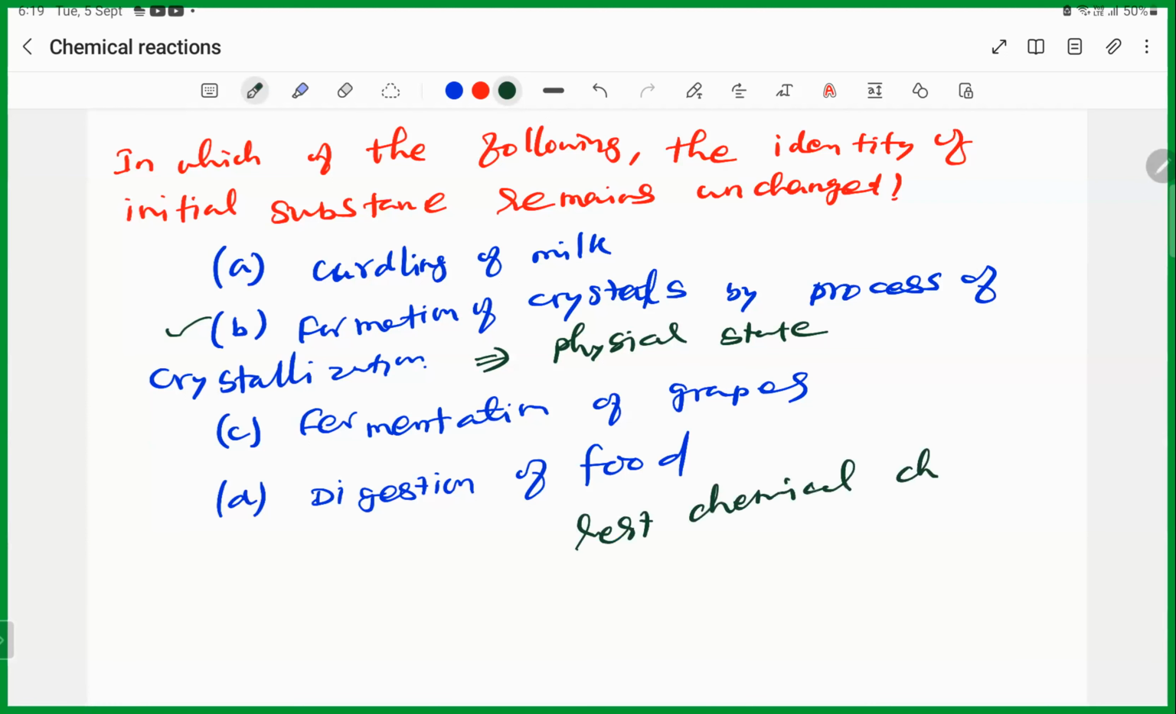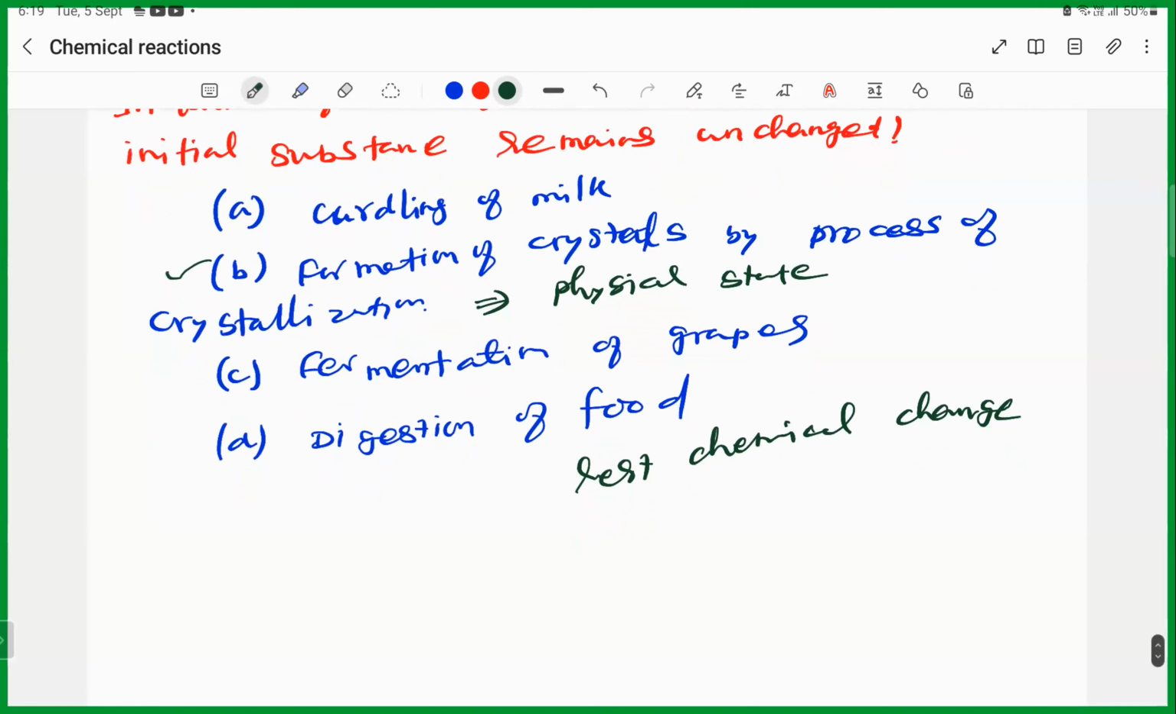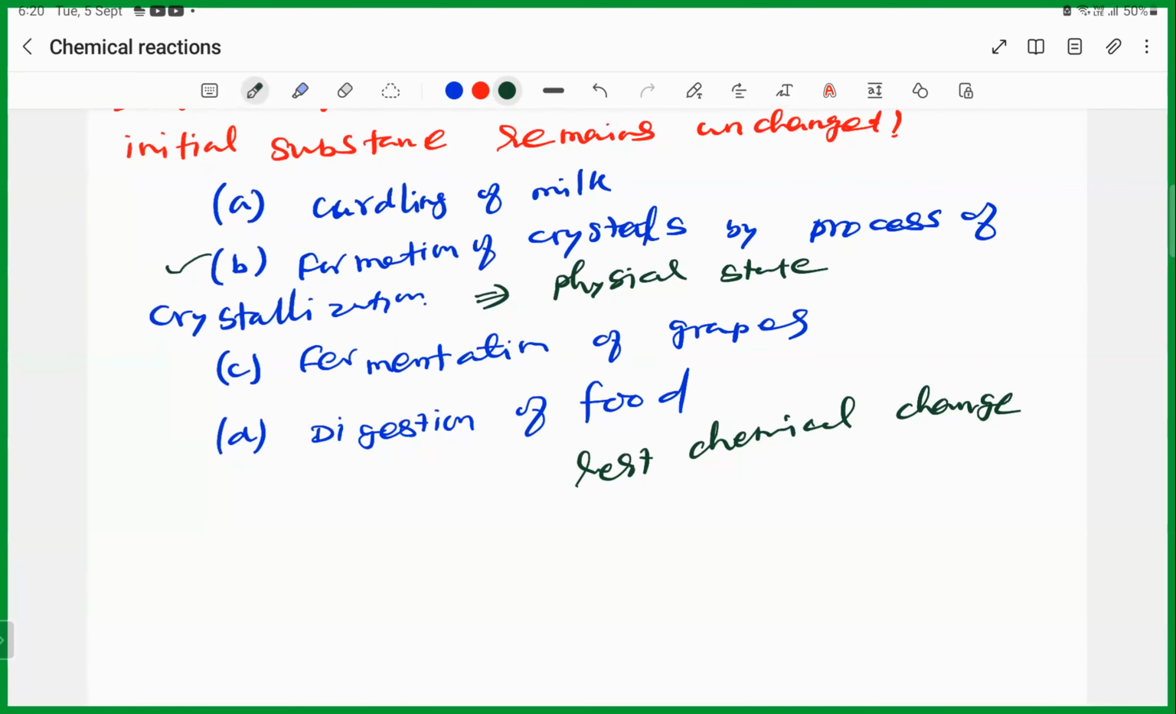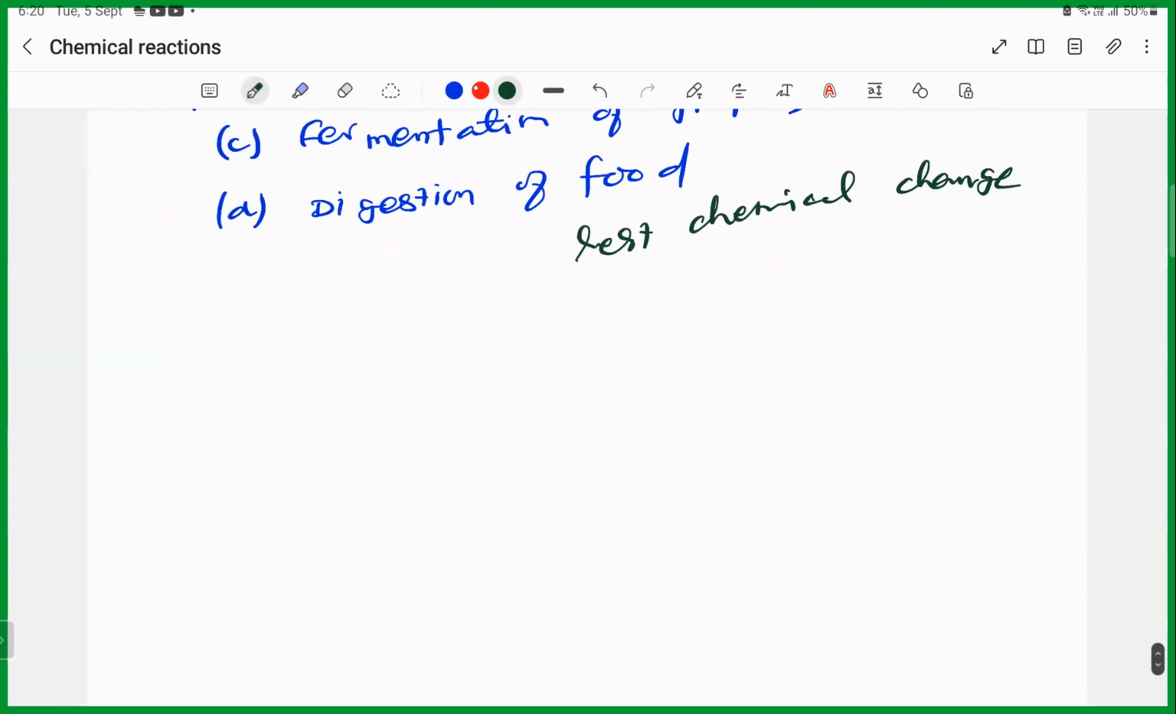Why chemical change? What is there in milk? Lactic acid. So it changed into some other chemical when it became curd. And then fermentation of grapes, it converted into ethanol, right? Acid to ethanol, it will give. Digestion of food also, disaccharide to monosaccharide, many changes happen. So the formation of crystal is a physical change. The others are chemical change. That's why we are saying the answer B. So now you tell me.